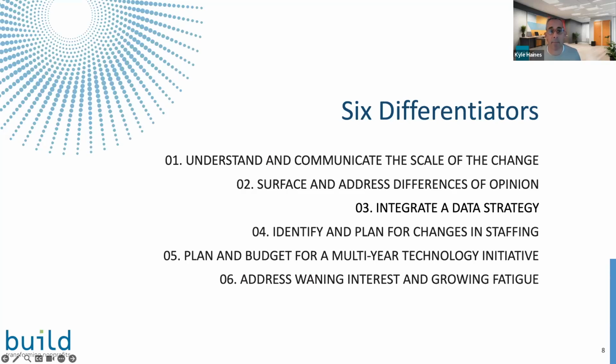Next, we're going to talk about making staff ready for the change ahead. We'll then move into some of the things that organizations tend to forget when they're thinking about a multi-year technology project and what's required from a budgeting perspective. And then lastly, we're going to acknowledge that sometimes these projects can feel like a bit of a slog, and how to mitigate and plan for that reality.